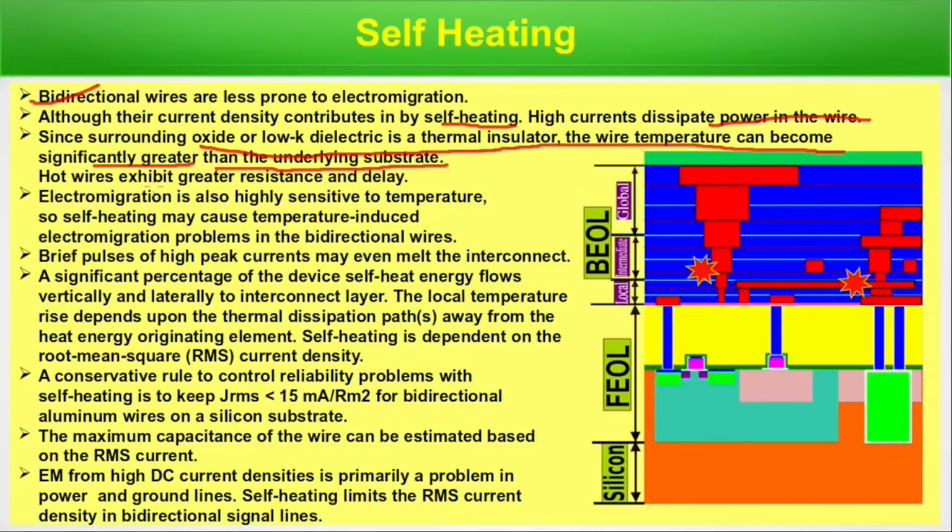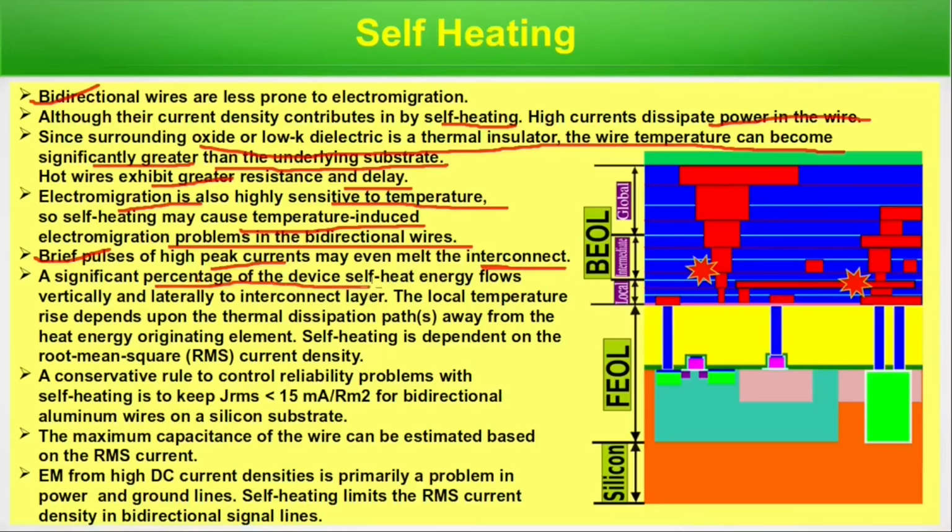So a hot wire exhibits greater resistance and delay. We know that property. Electromigration is also highly sensitive to temperature. So self-heating may cause temperature-induced electromigration problems in the bidirectional wires. We have seen that equation. So here, if temperature continuously increases, it can lead to temperature-induced electromigration also. Brief pulses of high peak currents may even melt the interconnect, since brief pulses of high peak current create huge temperature that might melt the interconnect.